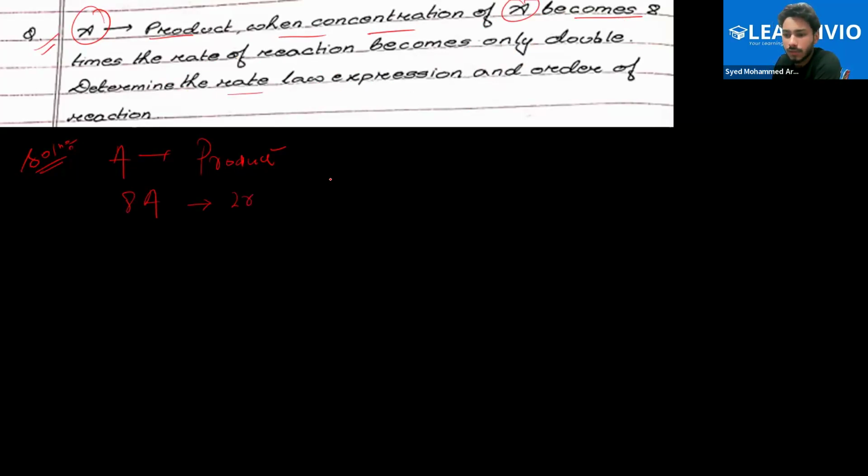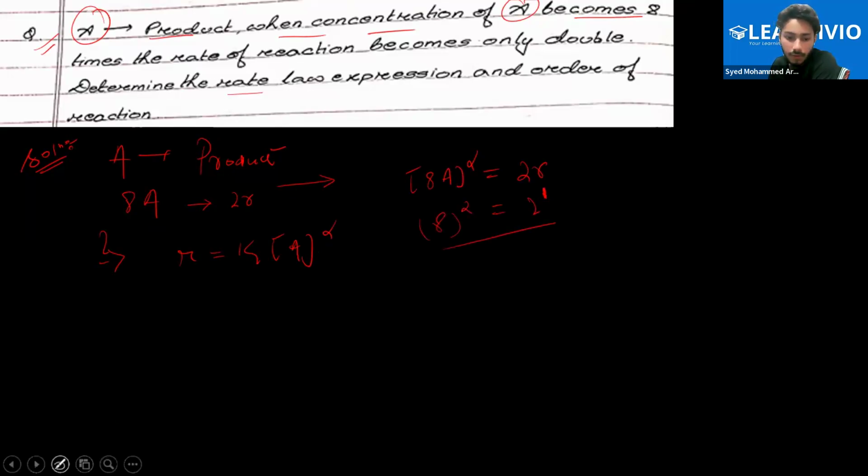Very simple question. Just once again, see, what is happening is that the rate law expression is like this. You have to find alpha. If you remove all the other things, you'll end up getting this one. You have to find the power, alpha.